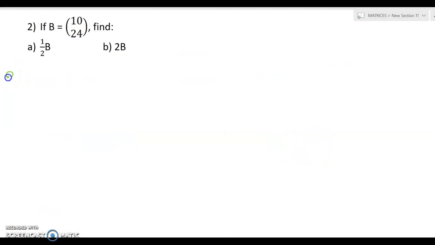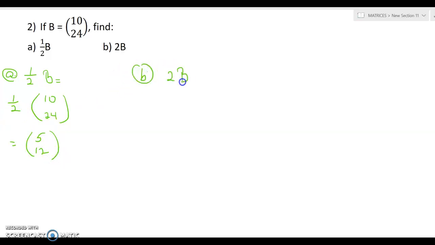All right, so now number 2. We have part A of number 2. We want to find a half B. So that's a half by matrix B, which is 10, 24. So again, a half of 10 is 5. And a half of 24 is 12. And that's the answer there. And then for part B, 2B, that's 2 by 10, 24. So 2 times 10 is 20. And then 2 times 24 is 48. So far, so good again.